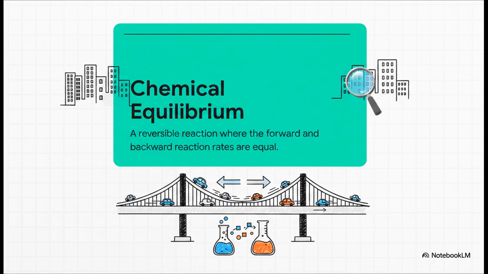According to our guide, chemical equilibrium happens in a reversible reaction when the rate of the forward reaction perfectly equals the rate of the backward reaction. Think of it kind of like a two-way bridge connecting two busy cities. If the exact same number of cars are driving east as are driving west, and they're going at the exact same speed, well, the total number of cars in each city never actually changes, even though there's constant movement. That, in a nutshell, is equilibrium.